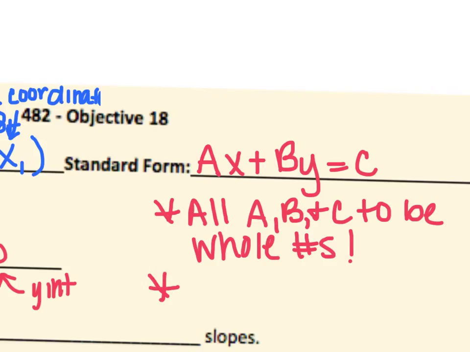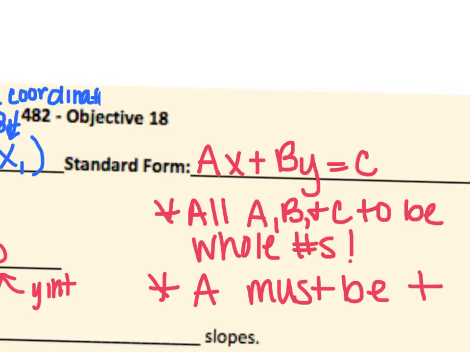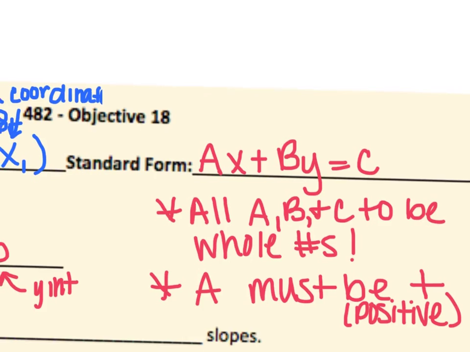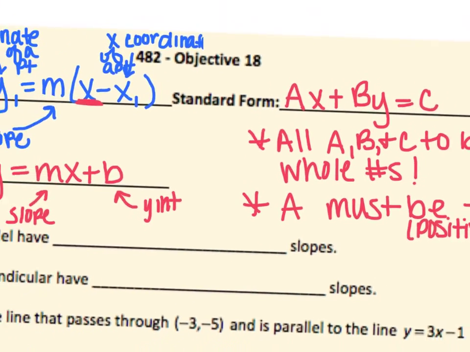The second rule is that a must be positive. Okay, so if a happens to be negative when we move things around, just multiply everything by -1 and it'll take care of it. So b and c can be negative, but a always has to be positive. Okay, so those are the three forms that we'll start talking about.